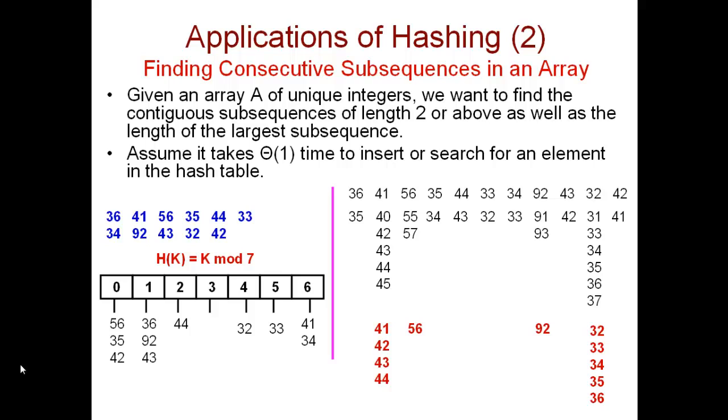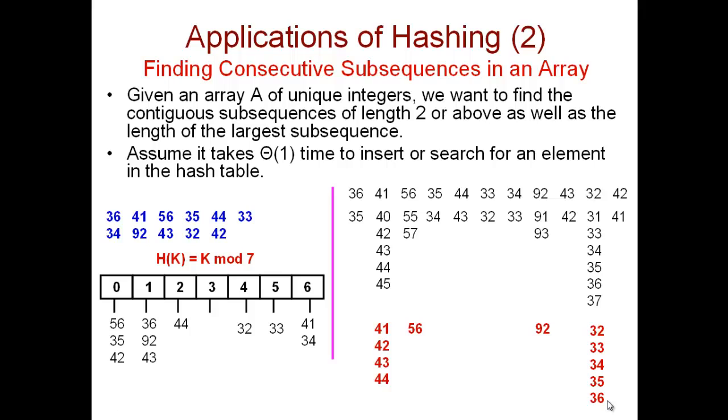an array of unique integers, what we want to find is contiguous subsequences of length 2 or more, as well as find the length of the largest subsequence. So like you see, this is a given array 36, 41 and so on, also written here. So these are the subsequences of length 2 or more. Also I print the length of subsequence 1, but these are the subsequences we're really interested in. And we want to find the length of the largest subsequence, which is 5. Okay. This is what we want to do in this problem.